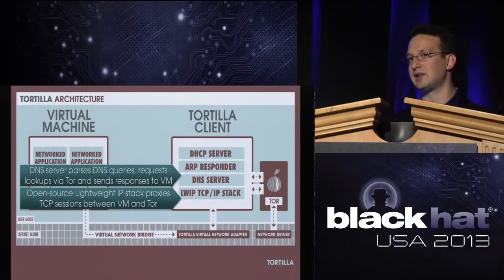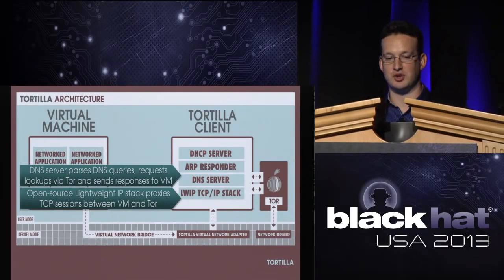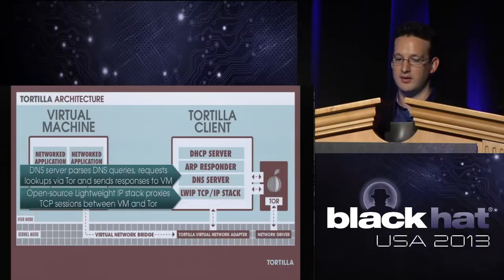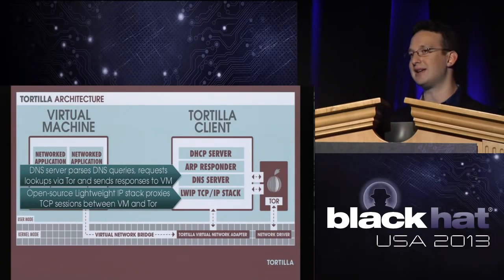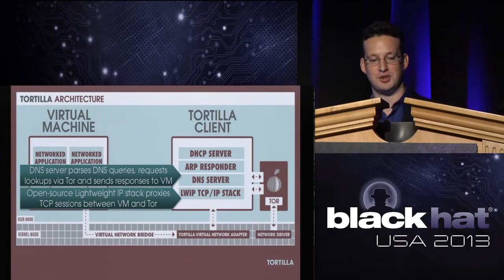The Tortilla DNS server watches for DNS requests from the virtual machine, repackages them as requests over Tor, and asks the Tor exit node to do the DNS resolution for the client. And the Tortilla client receives the response from Tor and repackages it as a DNS response, sends it back to the virtual machine, totally transparently to the networked application in the virtual machine.